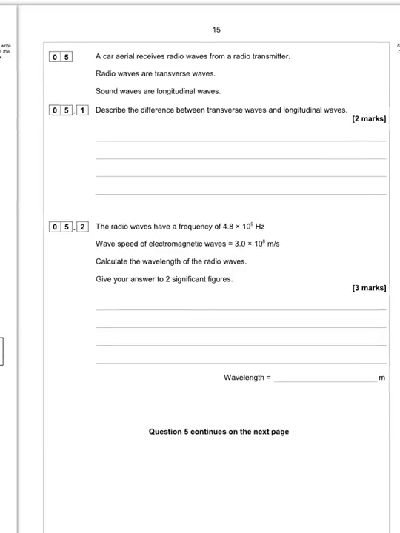Okay, right, moving on to question 5. Now, question 5 is quite a tough one. If you're not sure on this, certainly 5.3 is. We'll tackle the first two first. And so, describe: a car aerial receives radio waves from a radio transmitter. Radio waves are transverse, and it tells you that sound waves are longitudinal. Okay, these are stock definitions that you just need to know, but I'll write them down and then explain them.